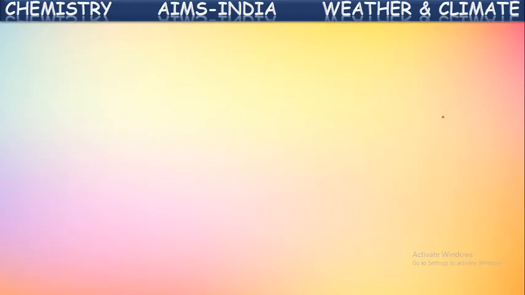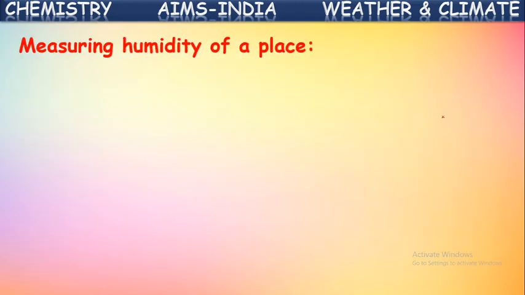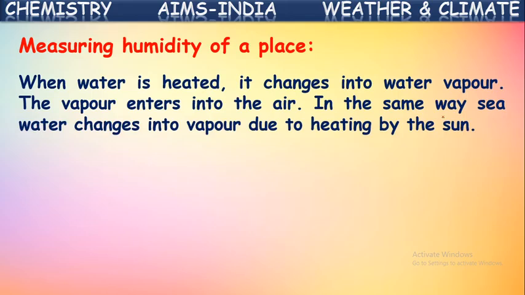Okay. Next, measuring humidity of a place. Yes, humidity of a place also can be measured. When water is heated, it changes to water vapor. The vapor enters into air. In the same way, seawater changes into vapor due to heating by the sun. Yes, this is actually a natural phenomenon.